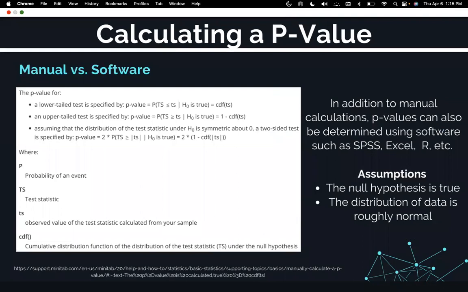So there are two ways to calculate a p-value. You can do that manually or with software. The software can be SPSS, Excel, R, etc. There's a lot out there. But all of the calculations are done with the assumption that the null hypothesis is true and that the distribution of data is roughly normal. We can also calculate the p-value manually using these formulas, but again, that calculation will change depending on the type of test, if it's lower or upper-tailed, or if it's a two-sided test. And these letters here demonstrate the meaning of the letters in the formula.